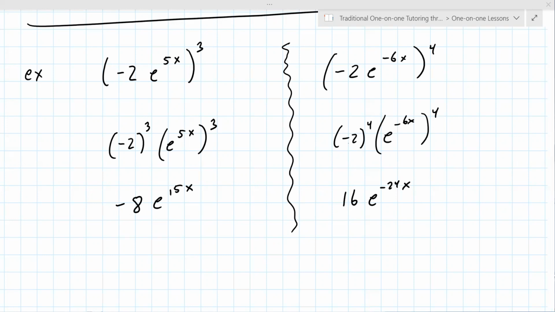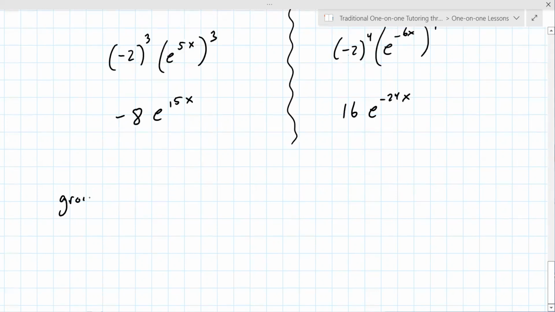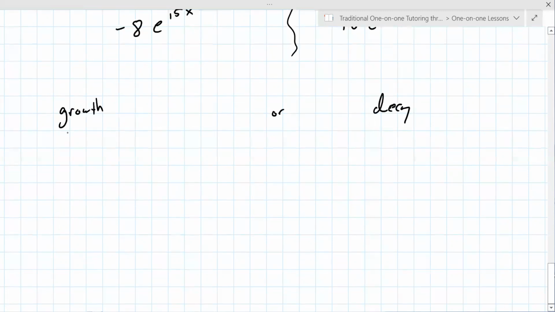Thank you. Okay, fantastic. So 6 through 9 are questions about whether something is growth or decay. And you need to have a general idea of how to decide whether something is growth or decay. It depends on the exponent. That's really all it depends on. For example, e to the 3x is growth, but e to the minus 2x is decay. And e to the minus x is decay, but e to the 2x is growth.